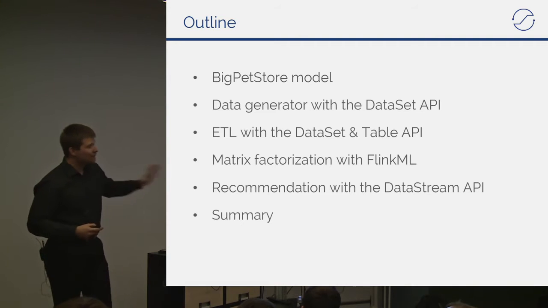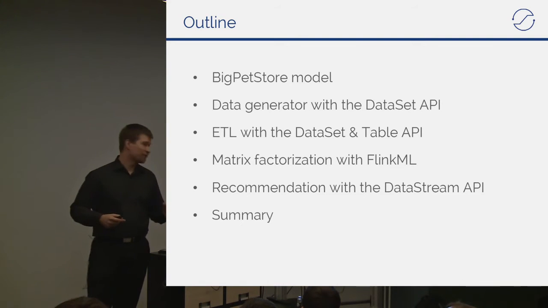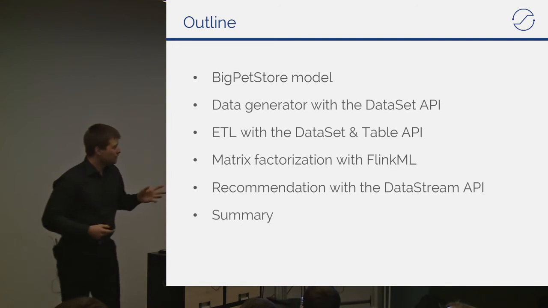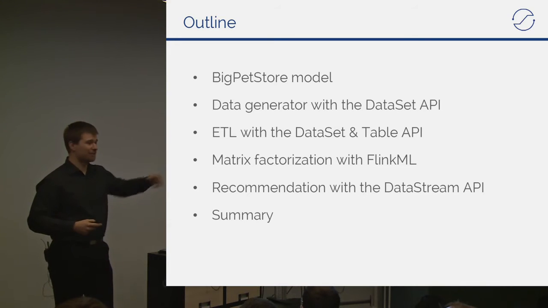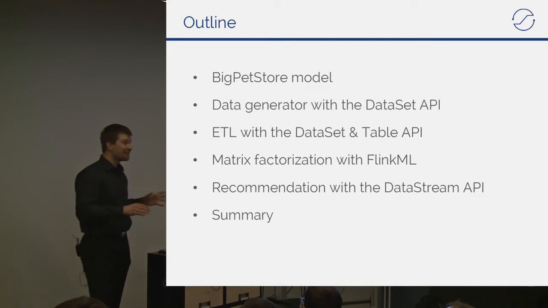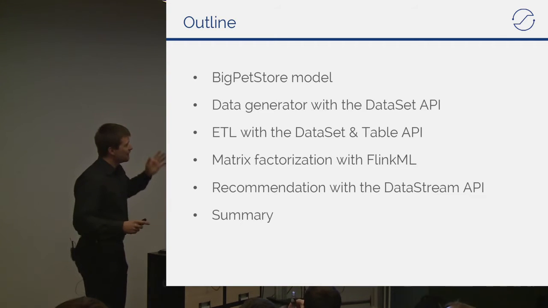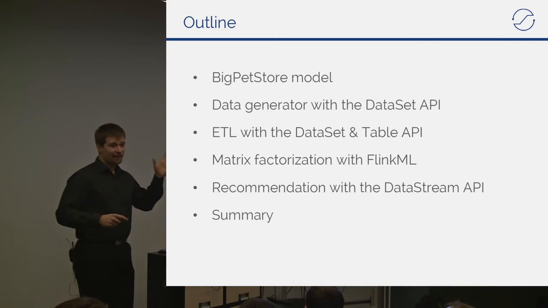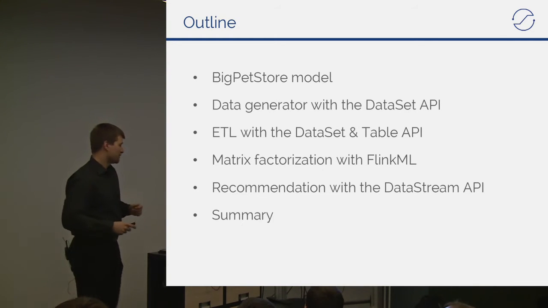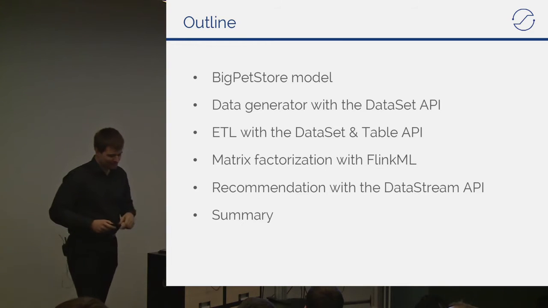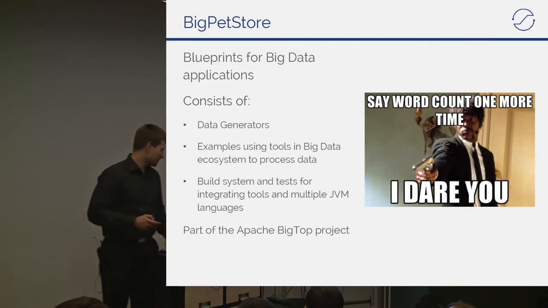And we do the whole thing under 500 lines of code, so I copied a lot of the code to the slides and we will go over it together, because it's not that much, that's the whole point. We will use both the Scala and the Java API to accomplish all this. So let's get started with the BigPetStore model.